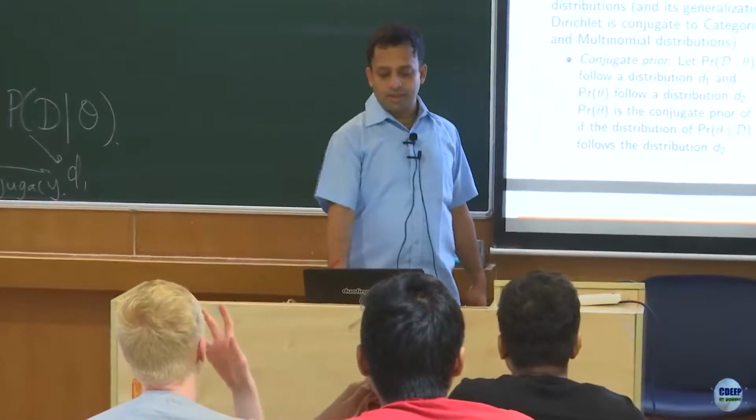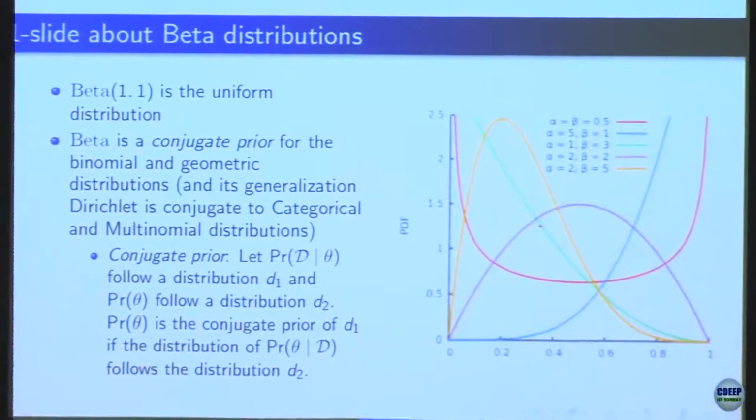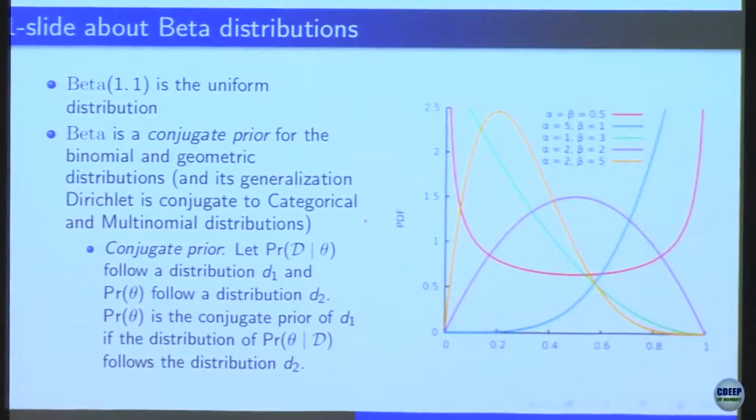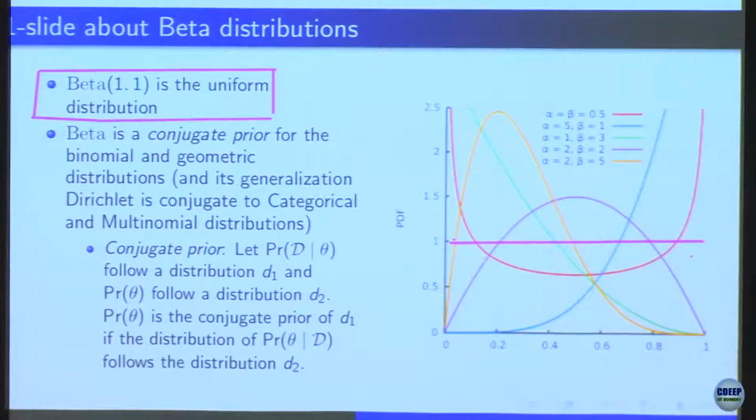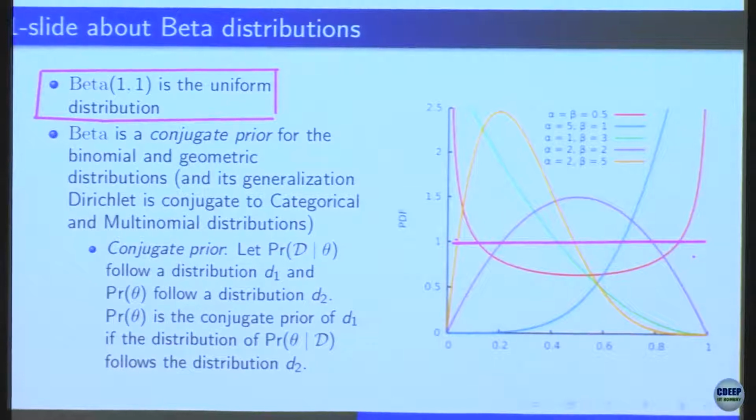Now what does this beta look like for different values of alpha and beta? Beta 1 1 is a uniform distribution. It's not been shown in this figure, I have just added it. That's a uniform distribution. Basically it's almost like I don't have a very strong prior or bias about what the coin should behave like.